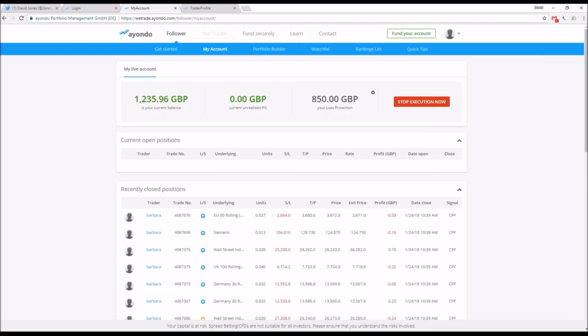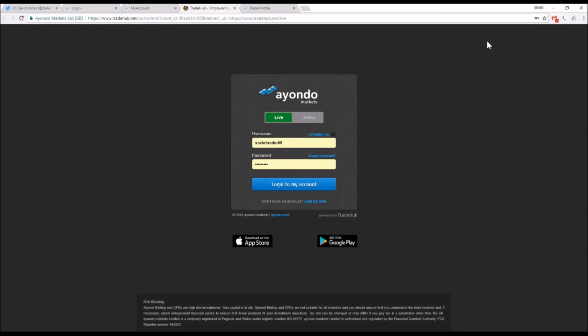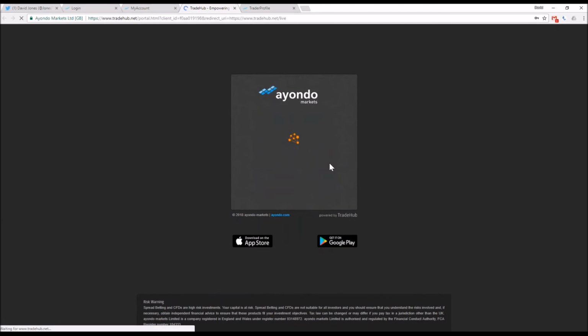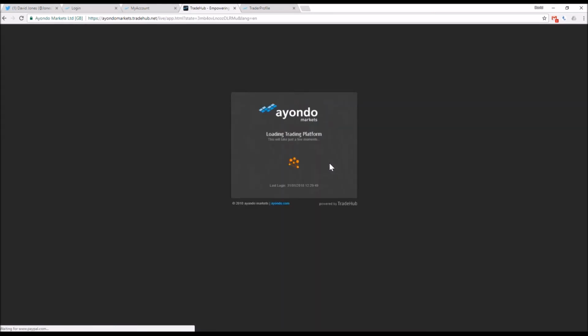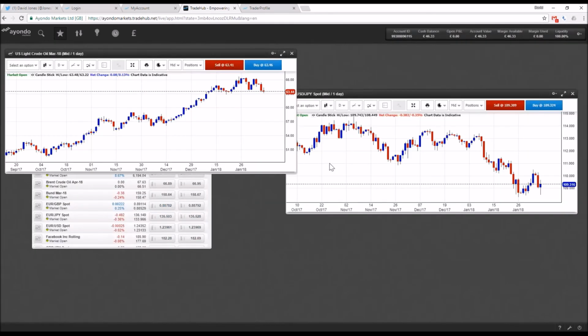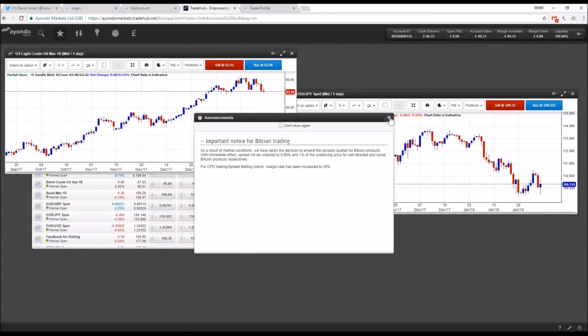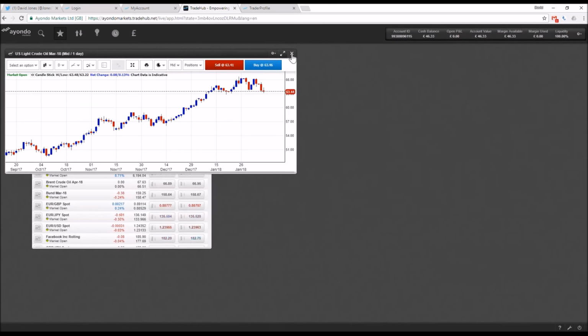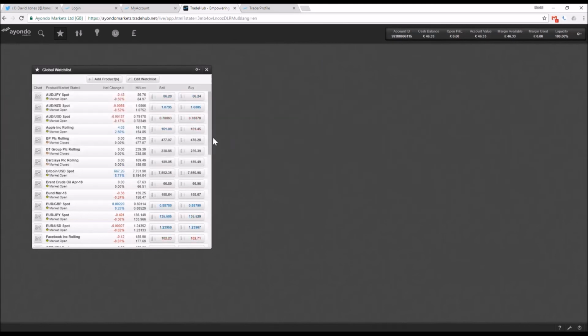The other bit to the Aondo platform is this thing called Trade Hub. So let me open up Trade Hub. If you've traded yourself before, you'll maybe be more familiar with what this looks like. This is your typical trading platform. So in effect with Aondo, there are two different platforms. And of course, you can still do self-directed trading. So if you really want to do your own trading as well, you can do it directly on this platform.